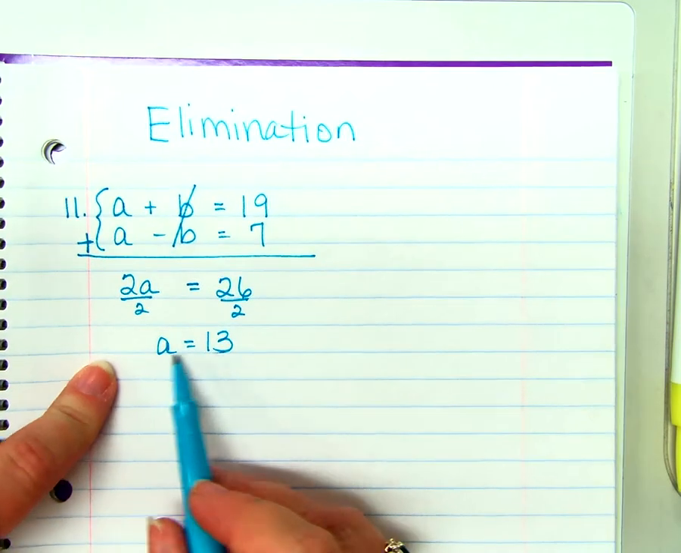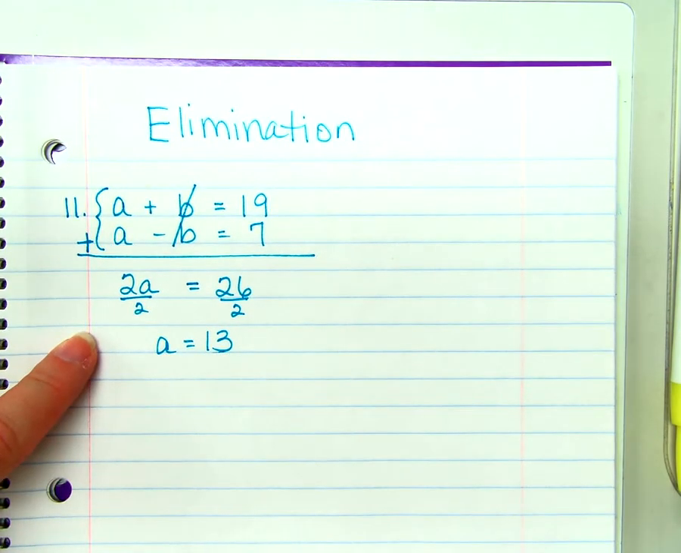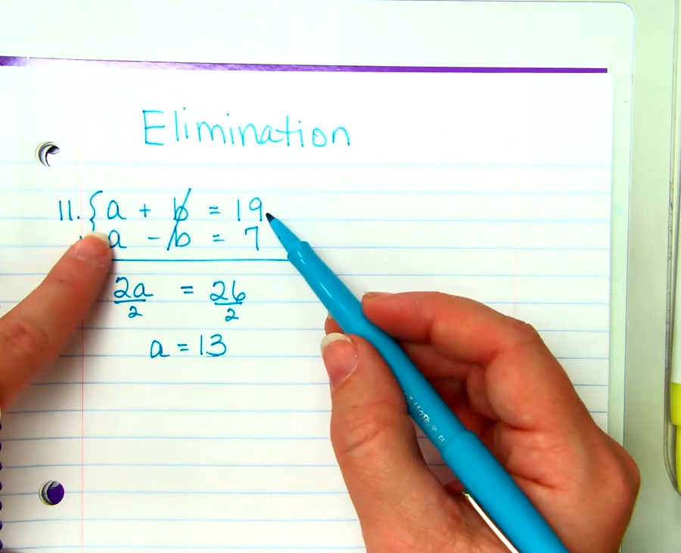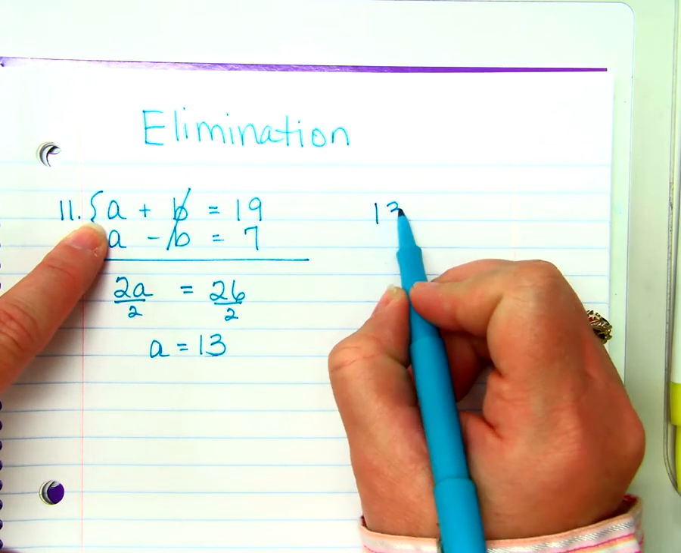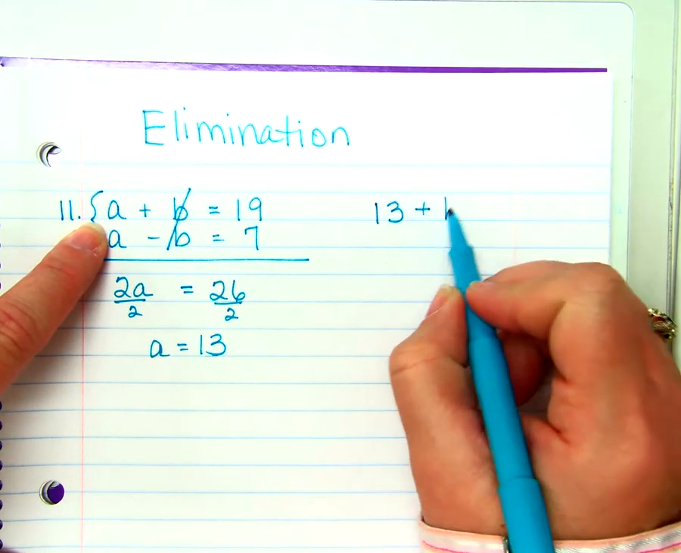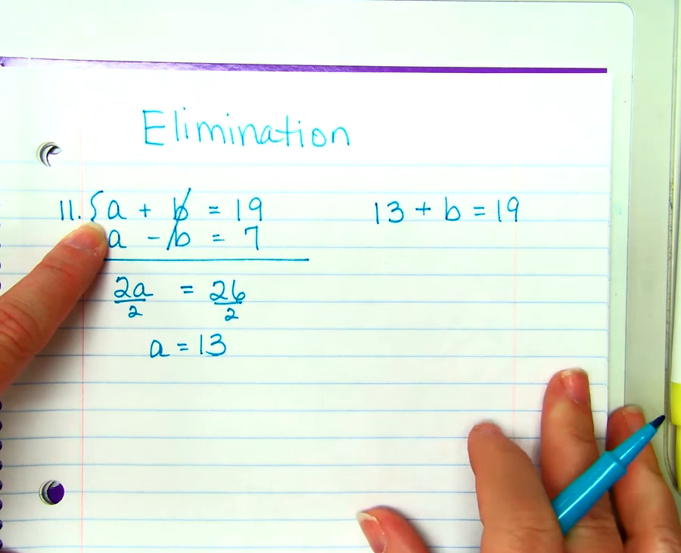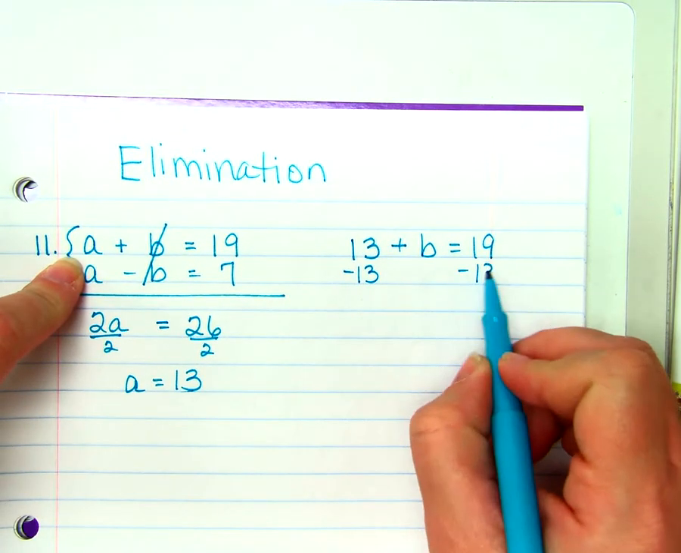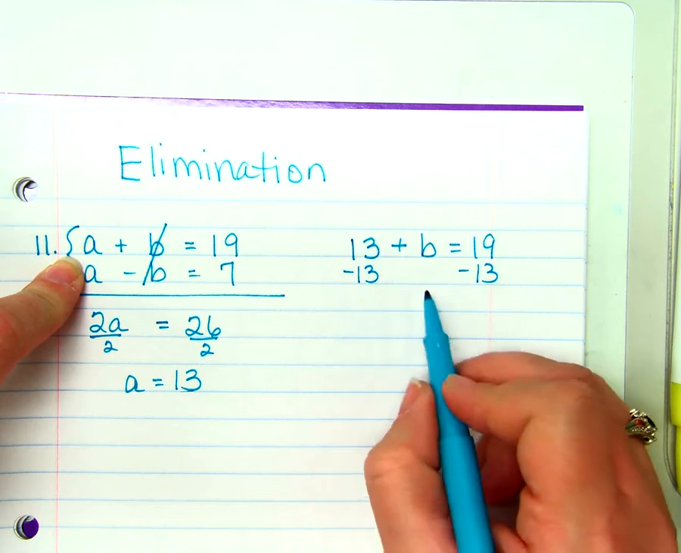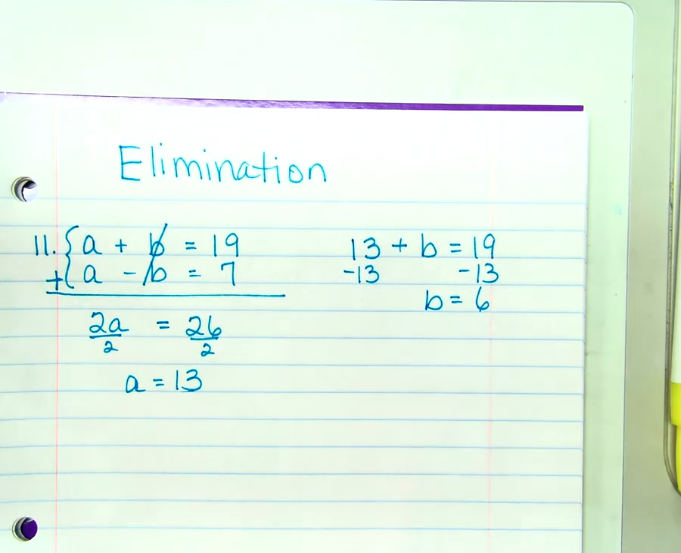So now that I know a, I've got to go find b. I'll substitute a into the top equation: 13 plus b equals 19. Then all we have left to do is solve for b. So subtract 13 from both sides. b equals 6.